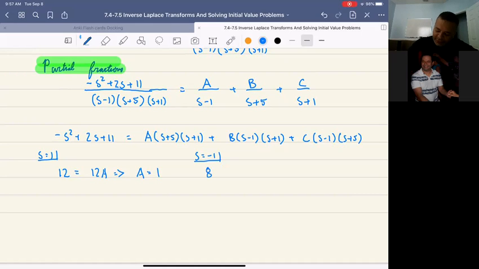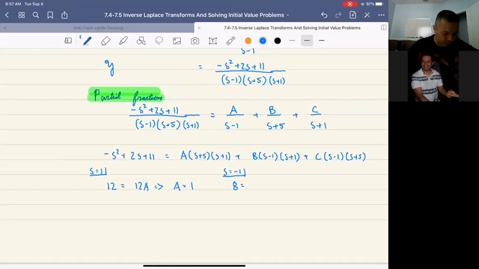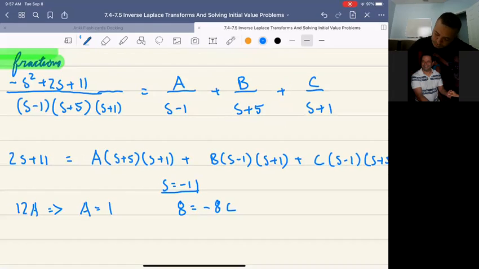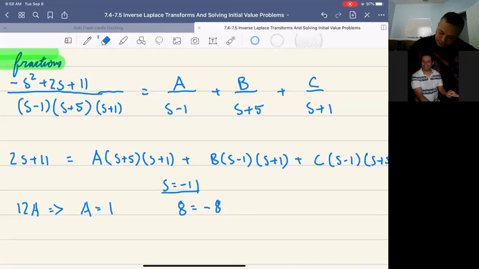And then on the right-hand side, the A and the B go away, and I'm left with what? Negative 1, so this is negative 2 times 4, so negative 8C. So C equals negative 1.